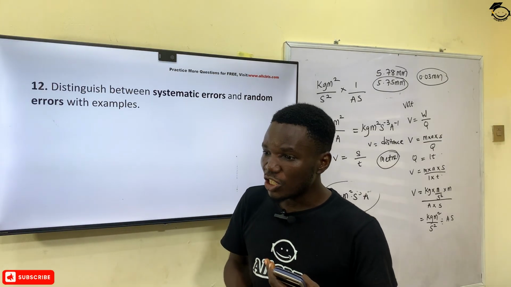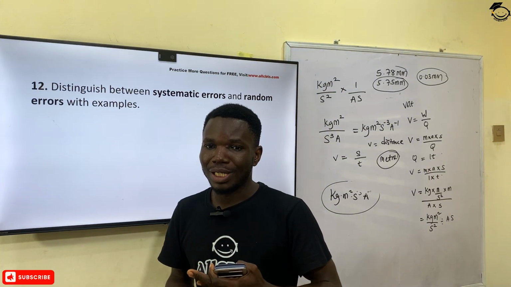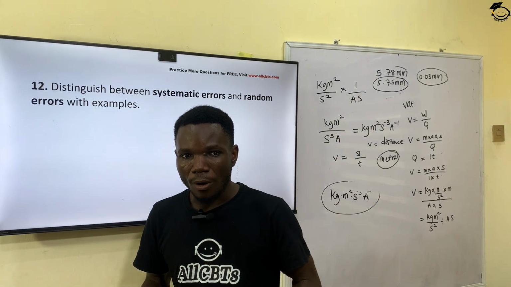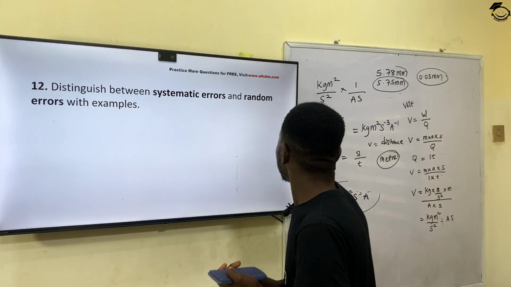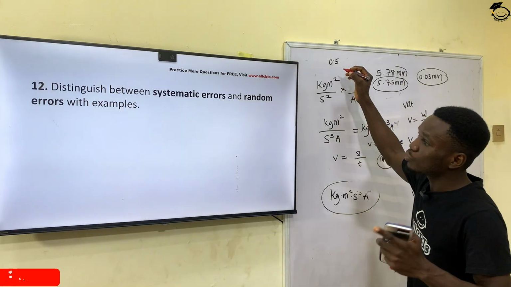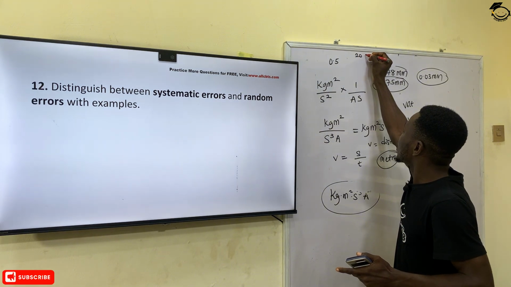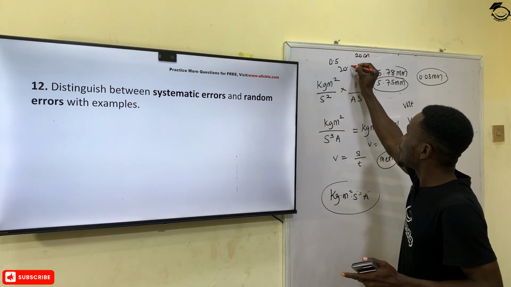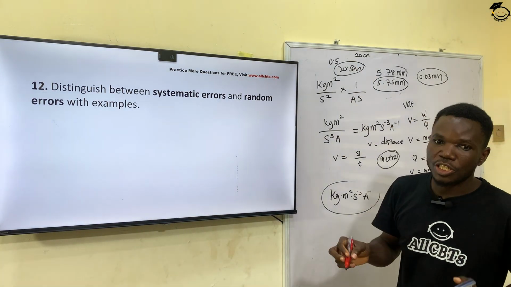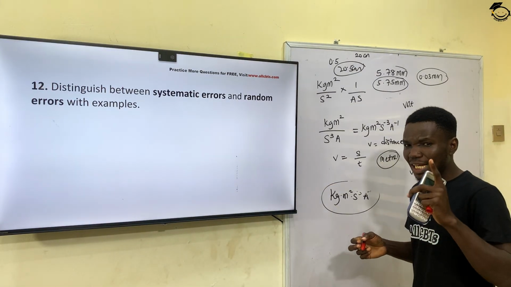An example is a fault in your measuring instrument, like let's say a meter rule that does not start from 0. So it has a zero error. Let's say it starts from 0.5. So each time I'm doing my measurement, if I use that meter rule to measure a length, and that length was originally 20 centimeters, it will be measuring 20.5 centimeters. So this is what we call a systematic error, because it will continue to repeat itself.